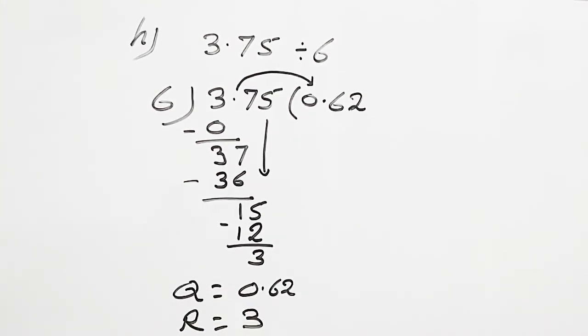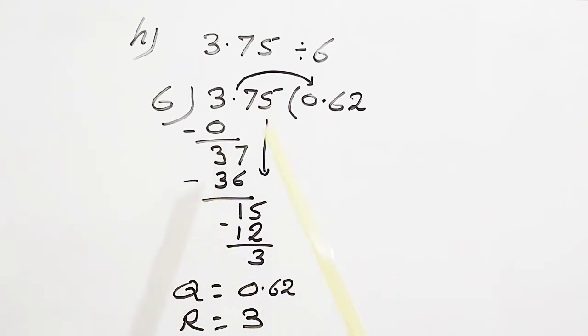Question number H. 3.75 divided by 6. The whole number part of the dividend is 3 and 3 is less than 6. So 6 taken 0 times gives 0. 3 minus 0 is 3. Then shift the decimal to the quotient and write the next digit 7 down. The number becomes 37. 6 taken 6 times gives 36. Subtract 36 from 37. So 7 minus 6 is 1.